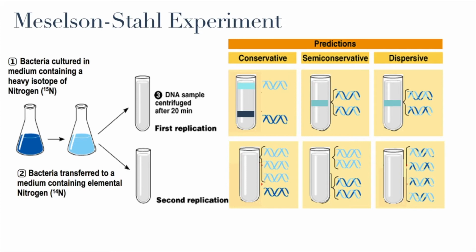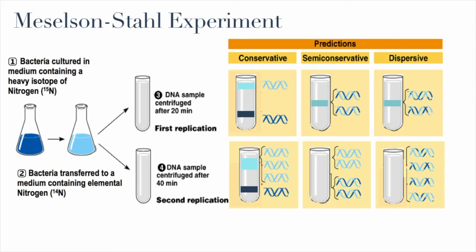Because if you think about it, if you let the bacteria replicate for another round, another 20 minutes, and you centrifuge it again, if the replication was conservative, you would end up with one bottom line with the original parent DNA, but each of the new daughter strands would have now replicated themselves, and you would end up with a much thicker line of lighter DNA.